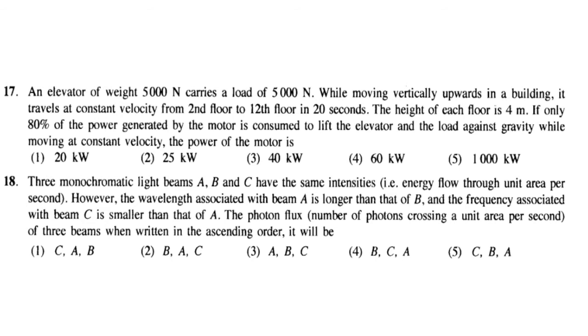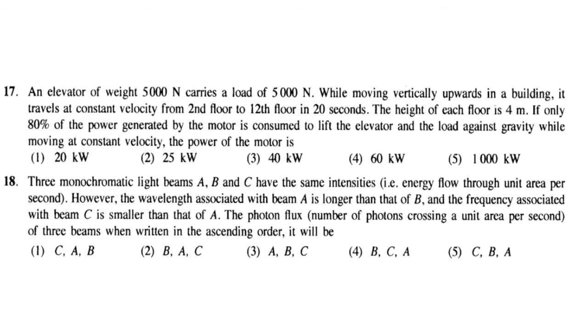So we can find the work done against gravity when it is moving upwards by the equation F x. So F is 10,000, x is 40. So we can find the work done. Then the power is work done over time. So this work done divided by 20, time is 20, we get 20,000 watt.